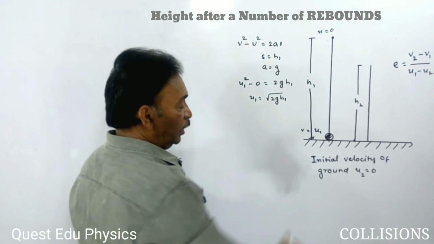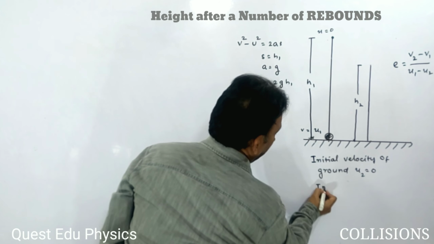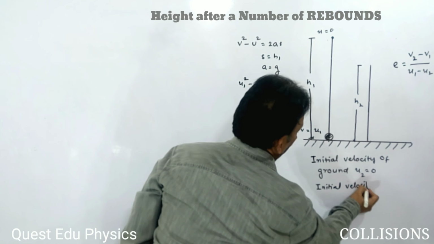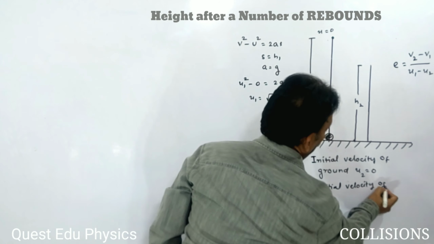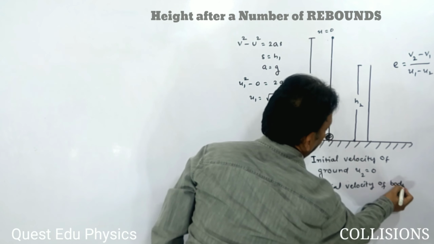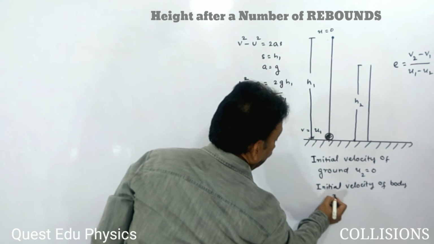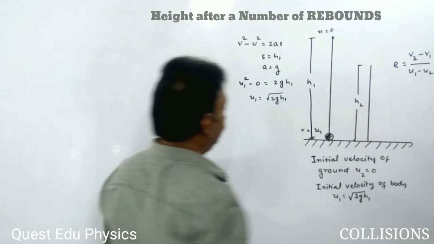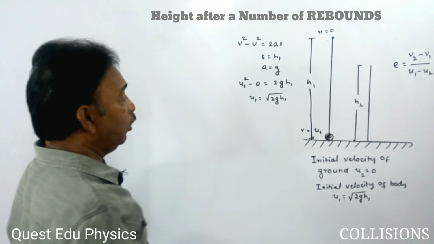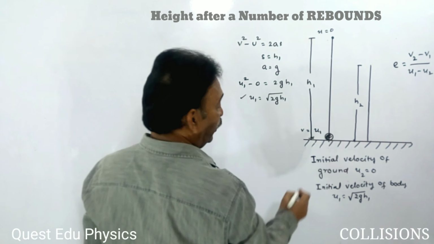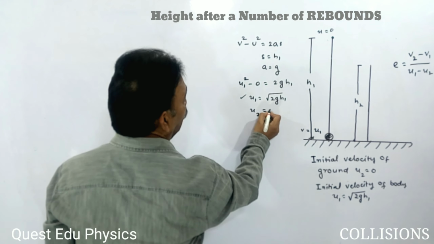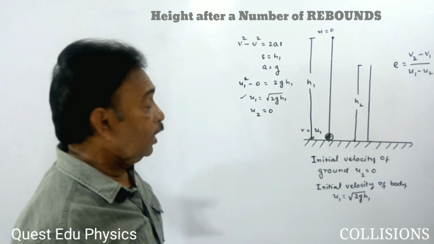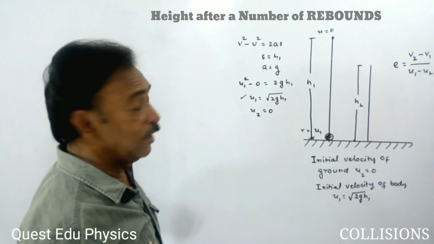Okay, students? Here I am writing the initial velocity of the body or the ball: u1 is equal to under root of 2g h1. Getting, students? Okay, we got u1 and u2 as 0. Then what about the v2? What about the v2 and what about the v1?